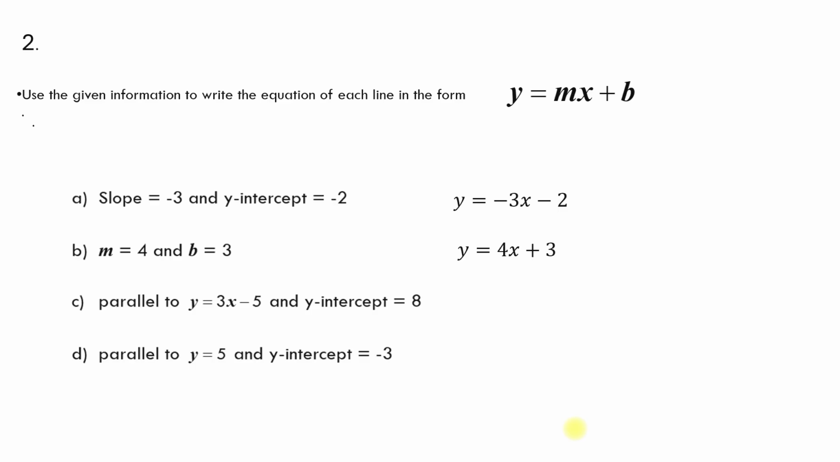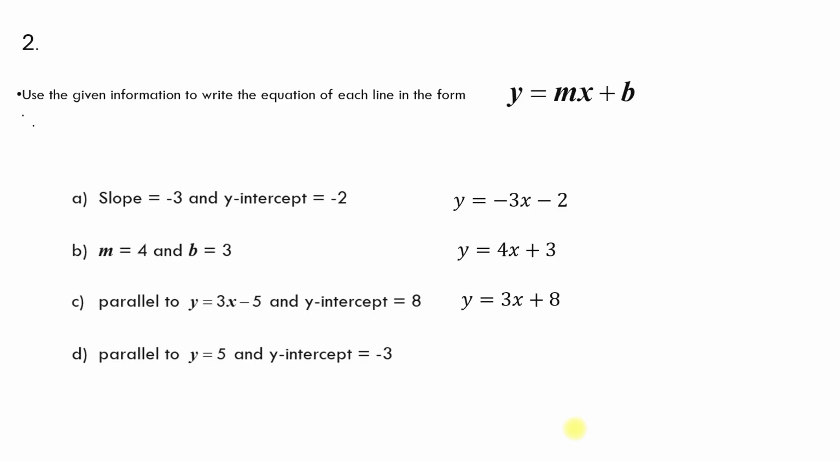For question C, we're told that the equation that we want to write is parallel to y equals 3x minus 5 and has a y-intercept of 8. Well, if it's parallel to y equals 3x minus 5, that tells us that the m value or the slope is 3 as well. So if we know the slope is 3 and the y-intercept is 8, we can write y equals 3x plus 8.